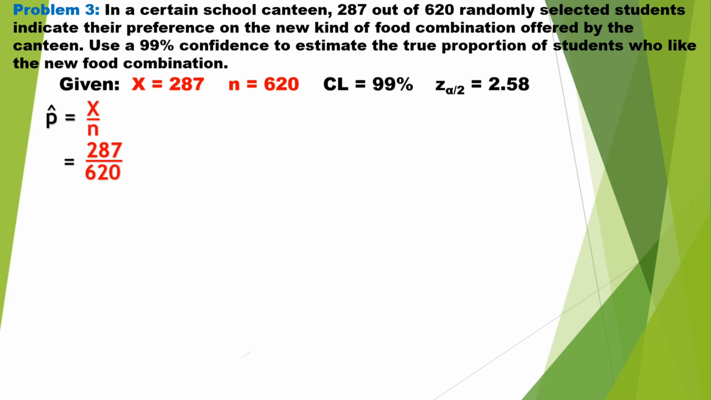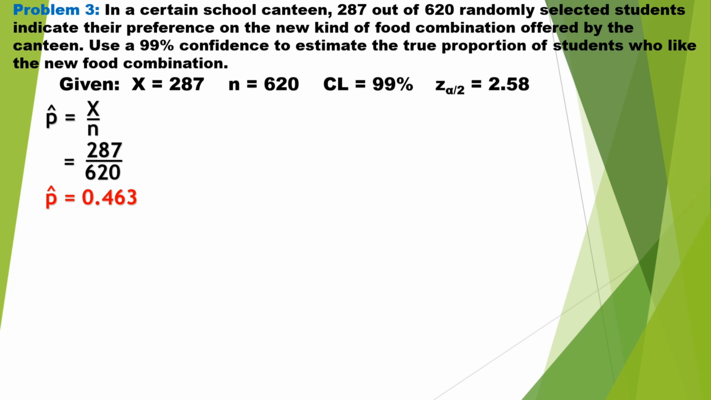Again, first to solve is P hat, whose formula is X over N. By substitution, we have 287 over 620. Simplify 287 divided by 620. Its quotient is 0.463, which is the value of P hat.